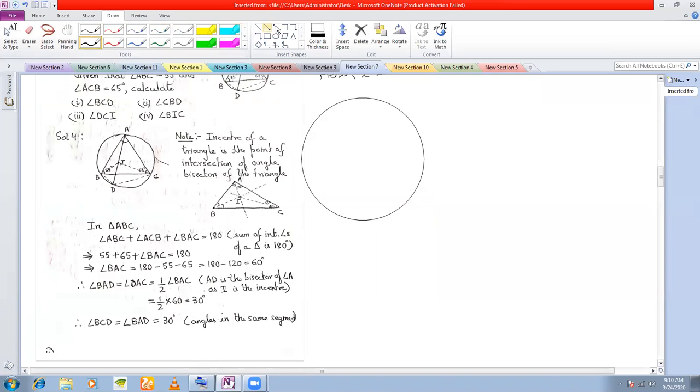Now triangle ABC is inside the circle. Okay. You have your ABC and you have I here as your in center, given. So this is your in center here, I.